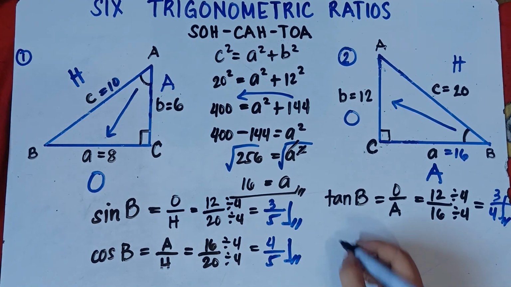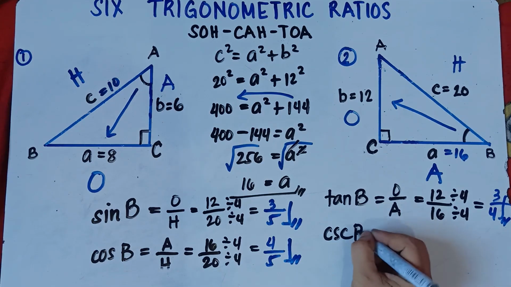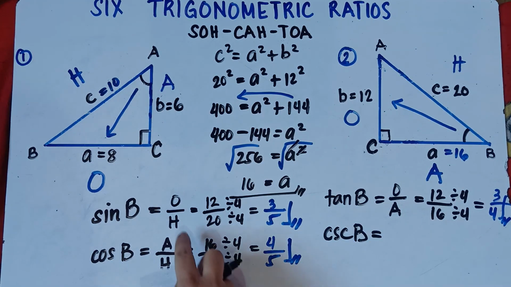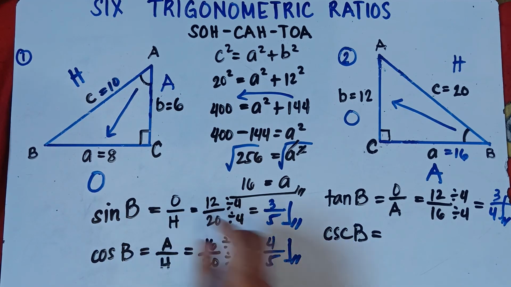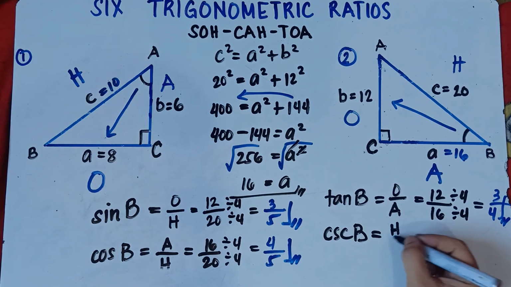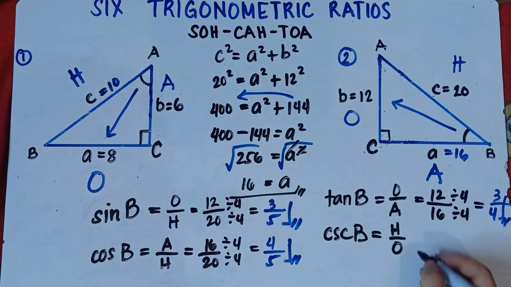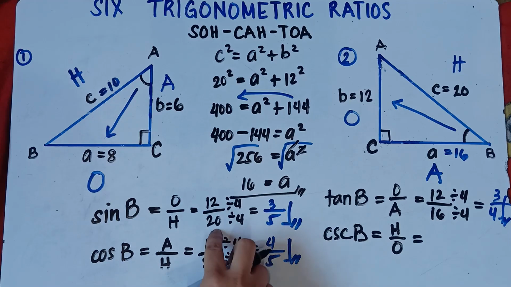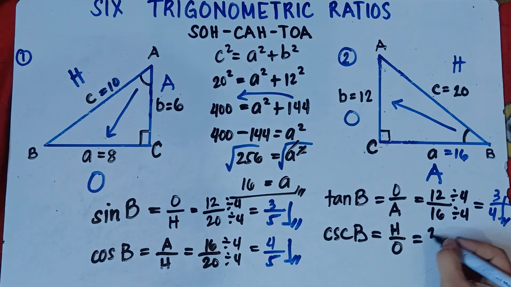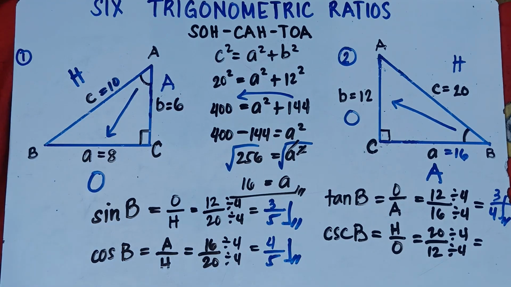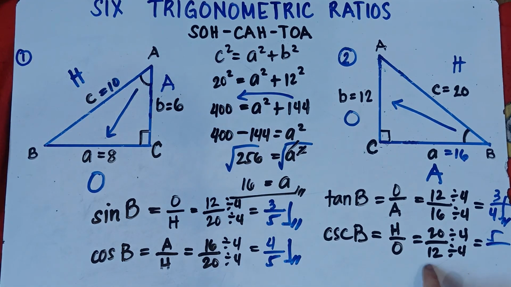And then for CSC, cosecant B, so once again, just get the reciprocal of sine. So H over O. So this will be H over O. So this will be, our hypotenuse is 20. So this is 20 for the hypotenuse. Our opposite is 12. So can we reduce? Yep, we can divide this one by 4. The greatest common factor of 20 and 12, that is 4. 20 divided by 4, that is 5. 12 divided by 4, that is 3.